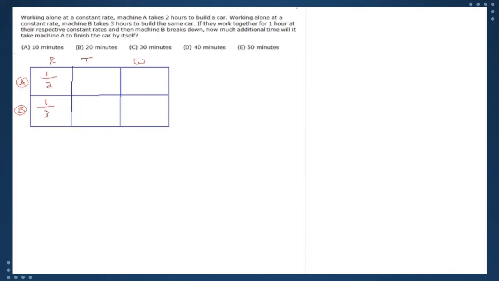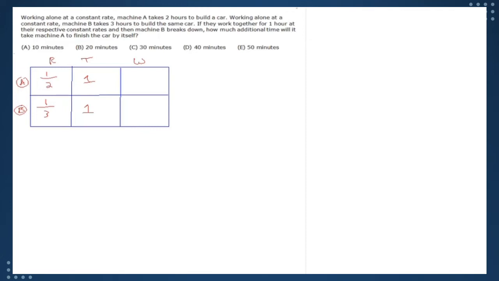Now they work for 1 hour together, or excuse me, machine B works, that's machine B's rate. So that's actually not them working together. But they work for 1 hour. Since machine B breaks down, machine A has to finish. So there's two ways to look at this question. Way one is figure out how much work was done in the hour, determine how much work is left to be done, and how long it'll take machine A.